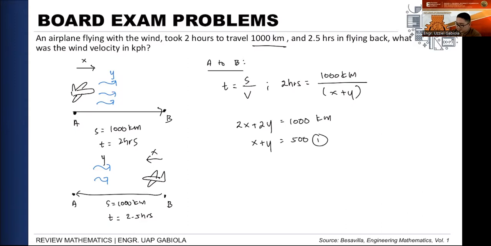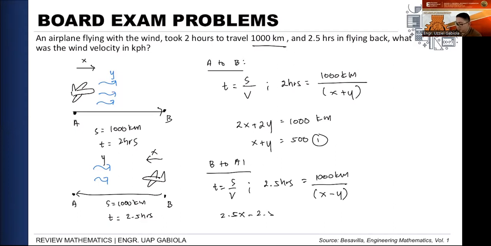Next condition natin, from B to A, no? So using the same formula, that will be 2.5 hours is equals to 1,000 km. Pero imbis na plus, against na ngayon siya, no? X minus y na tayo. Okay? So this can be presented as 2.5x minus 2.5y is equals to 1,000. Okay? Divide natin by 2.5 both side of the equation. We have x minus y is equals to 400. Okay? Ito yung equation number 2 natin.